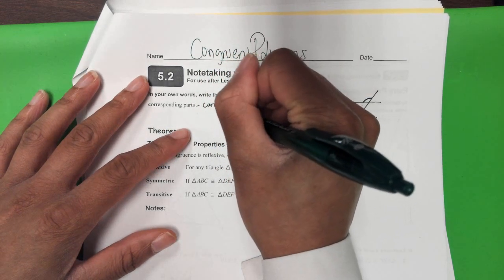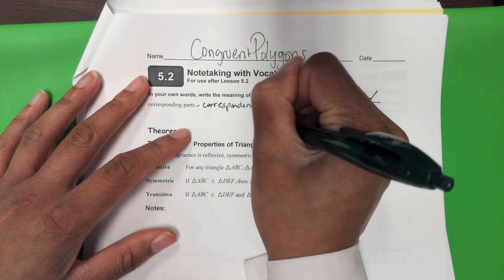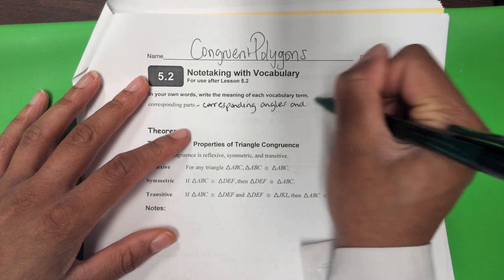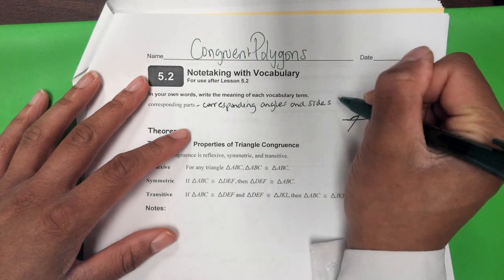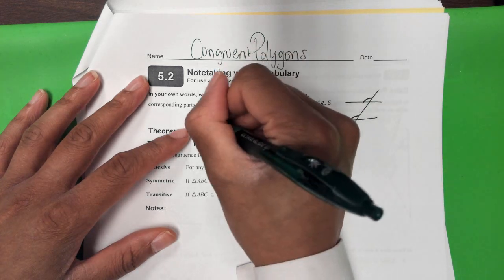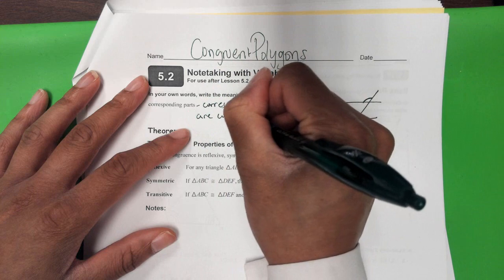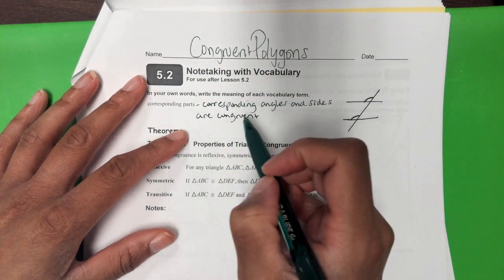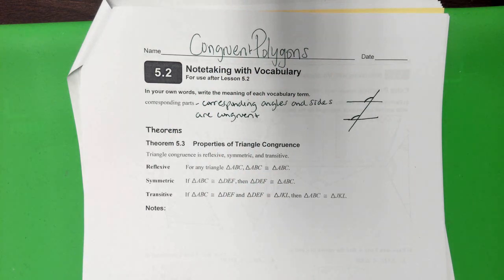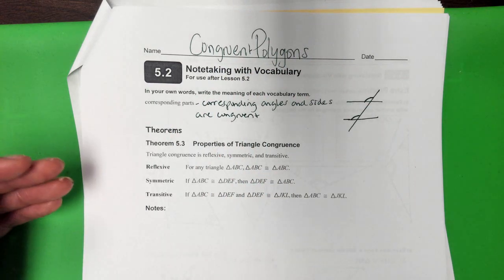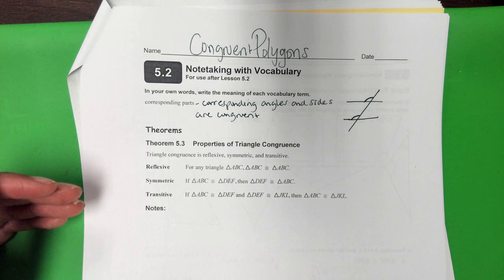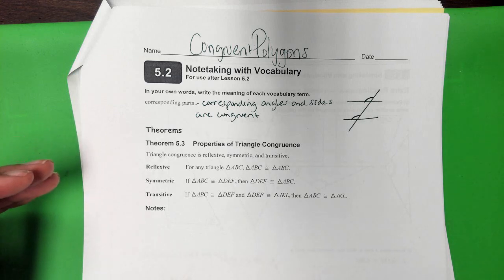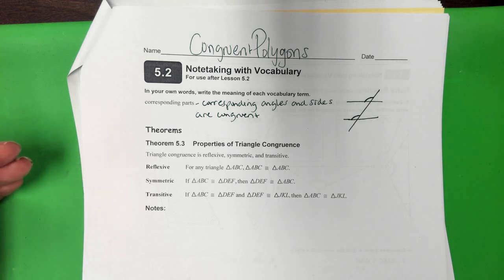corresponding angles and sides are congruent. So the corresponding angles and sides are congruent. This is where you have a shape and it could be dealing with more than one, and you're going to have the same size or the same shape between these two triangles or other polygons.